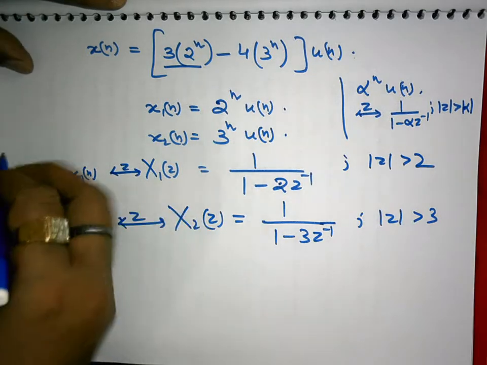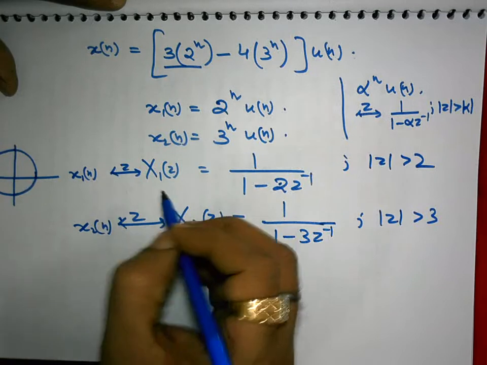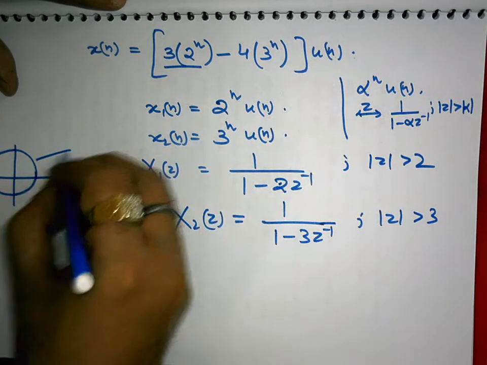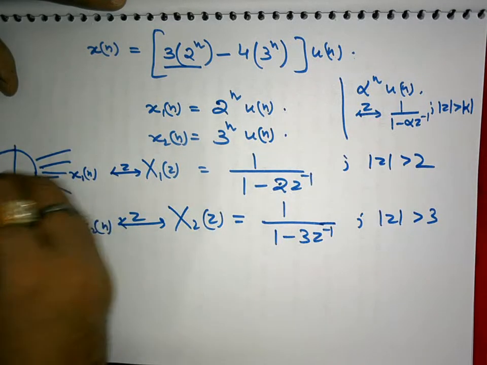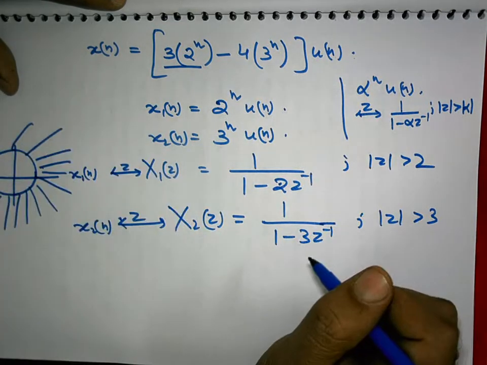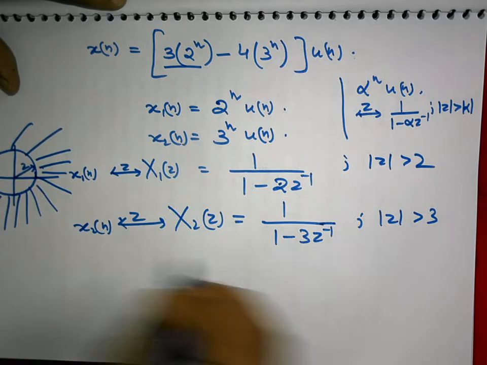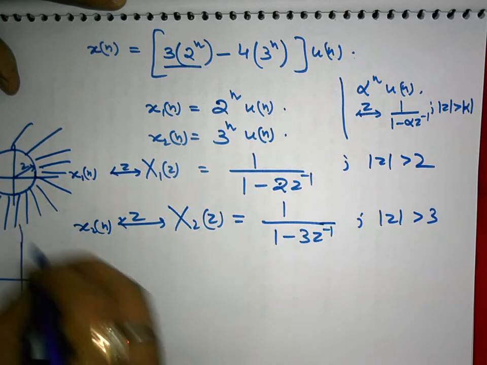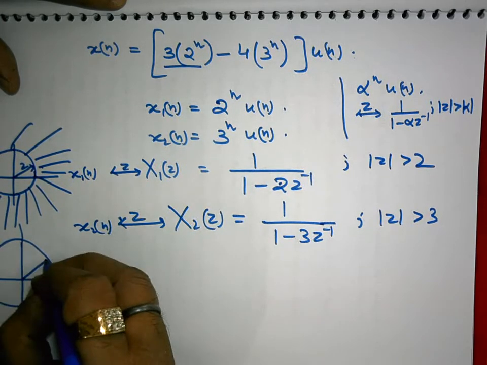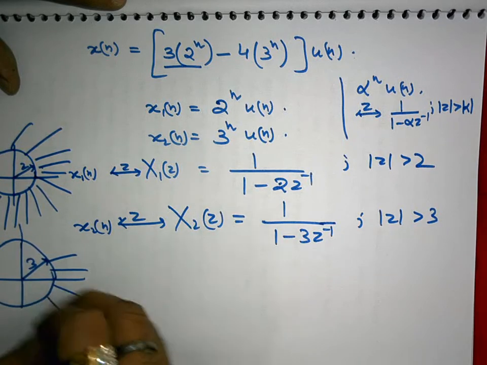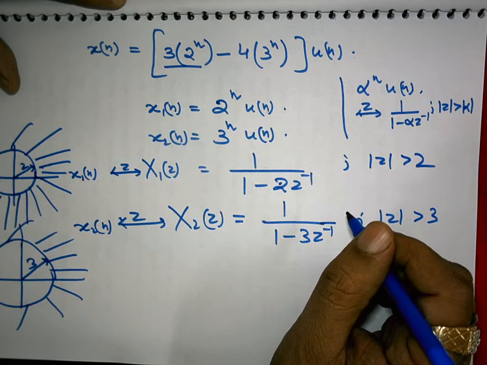Okay. So, what these two ROCs say is that in the ROC of this signal, we have all the points in the Z plane which have value greater than 2. We will draw a circle of radius 2. And what about the ROC of this? This will contain all the points which have radius greater than 3, because mod Z is greater than 3.